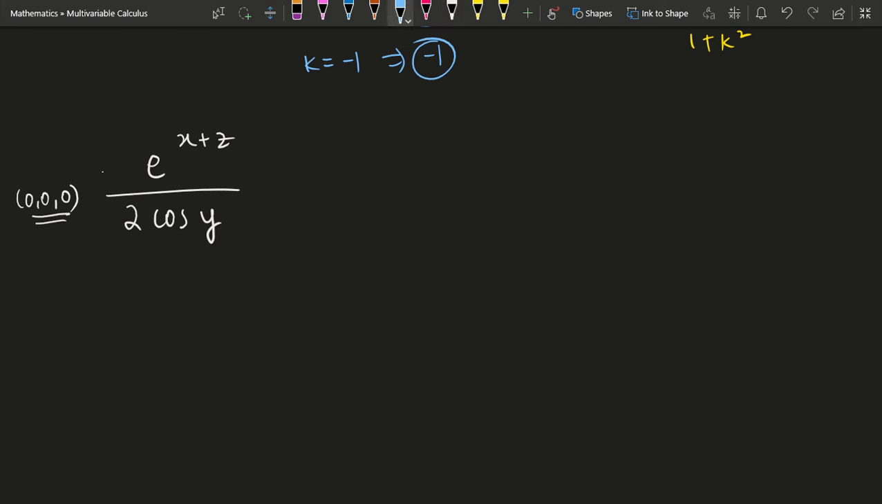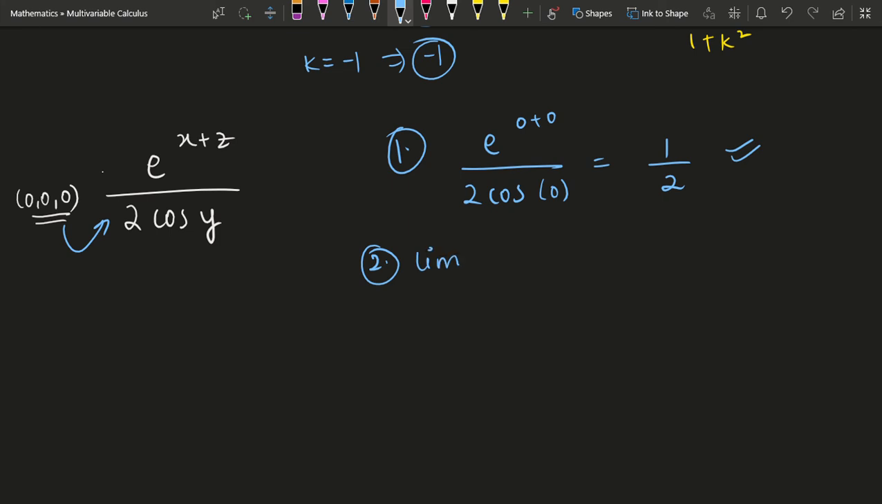So first, let's plug this number right in. e to the power 0 plus 0, every variable is just changed by 0, so 2 cos 0, and you arrive at 1 over 2. That's a good number, a well-defined number. Let's try taking the limit as (x, y, z) approaches the origin of this function.